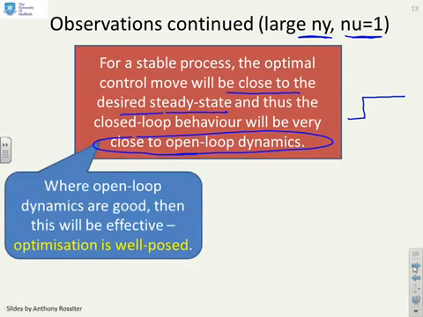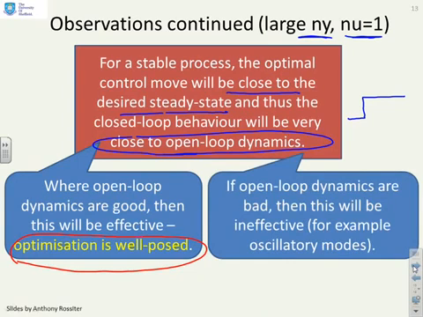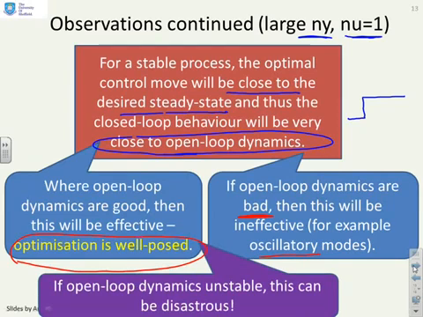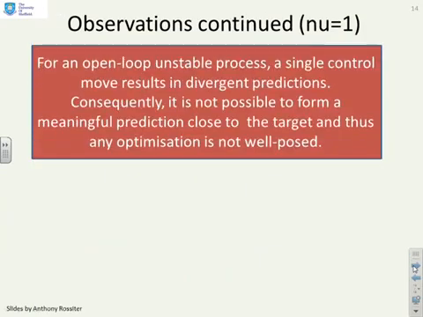Where the open loop dynamics are good, then this could be an effective control law. It will give you good integral action, open loop behavior, reasonable settling time, and you can also argue that in this case the optimization is fairly well posed. However, what if the open loop dynamics are bad? For example, they're unstable, or they have a non-minimum phase characteristic, or they have oscillatory modes. Well, in this particular case, it's not so good. And if the open loop dynamics are unstable, it could be disastrous.